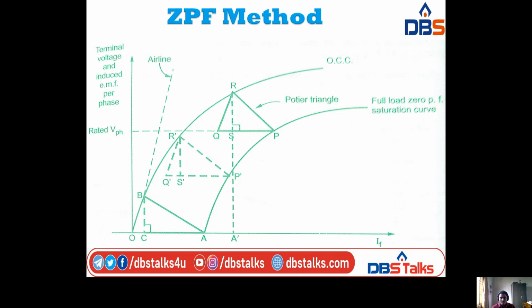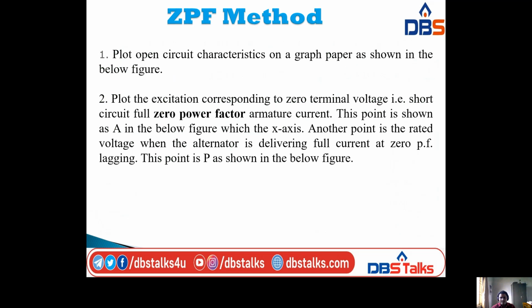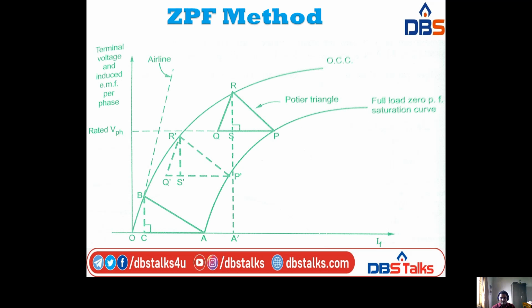Firstly we drew the open circuit characteristics, and next we marked the excitation corresponding to zero terminal voltage, that is the short circuit full zero power factor armature current. This point is shown as A in the figure on the x-axis. Another point is the rated voltage when the alternator is delivering full current at zero power factor lagging, which gives the point P. This A to P is the rated voltage per phase. Here we have one triangle, the Potier triangle. I will explain this diagram in detail. If you have time, please draw this diagram.